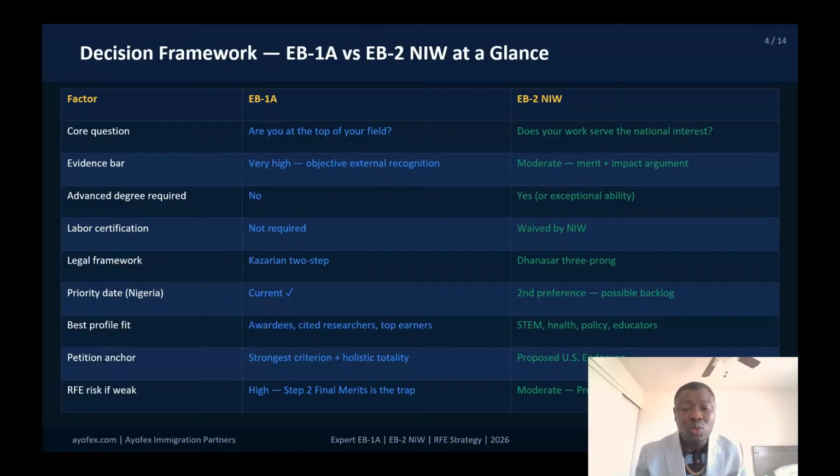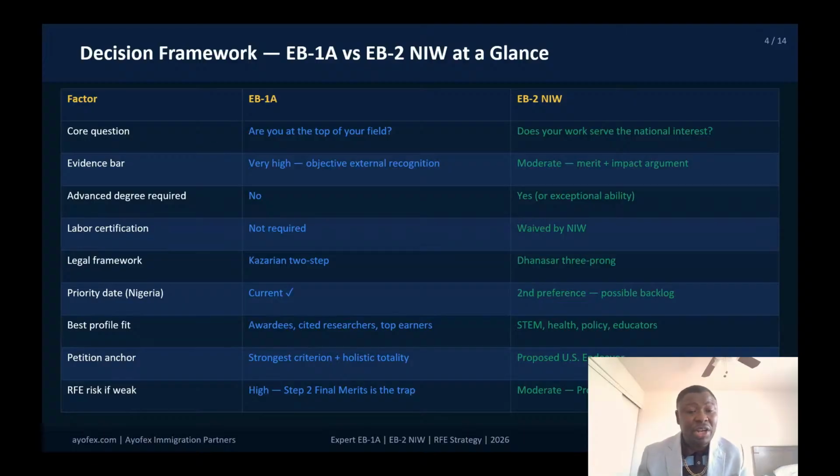However, for EB-2 NIW, you only need the Dhanasar 3 prongs. And what are those 3 prongs in Dhanasar? That your work has substantial merit and national importance, that you are well positioned to advance your work, and that on balance, it will be in the US national interest to waive the labor certification, for example.